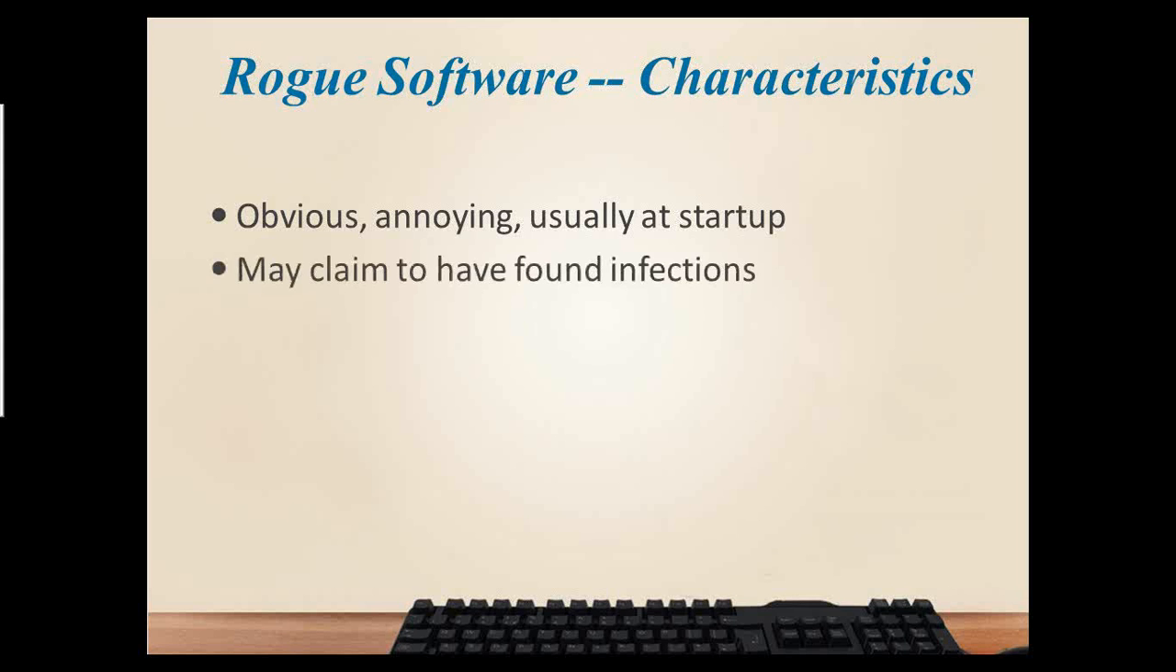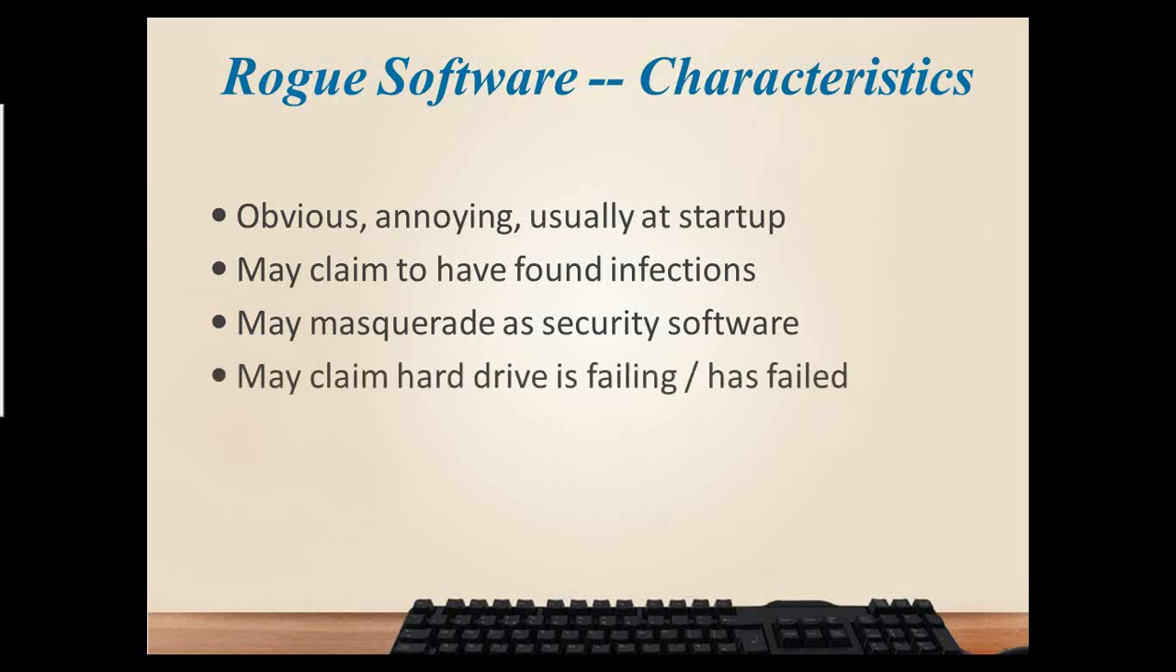The first generation of rogues acted like internet security or antivirus programs. They claimed to have found infections. So as soon as you boot it up, you'd get this message from the system tray saying, "Oh, I'm your such antivirus. I found 53 infections. If you give me your credit card, I'll fix them for you." So they were masquerading as security software, and some fairly effectively. All bogus, but they looked legitimate in a lot of cases.